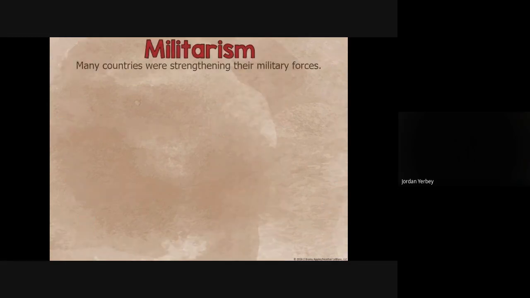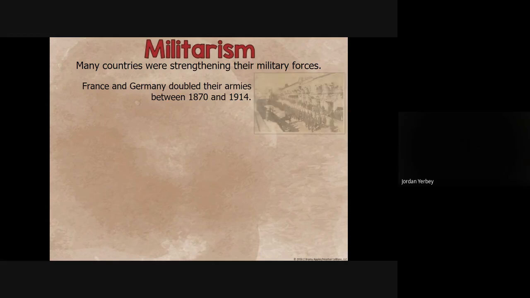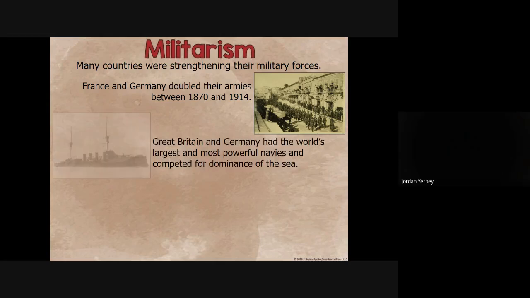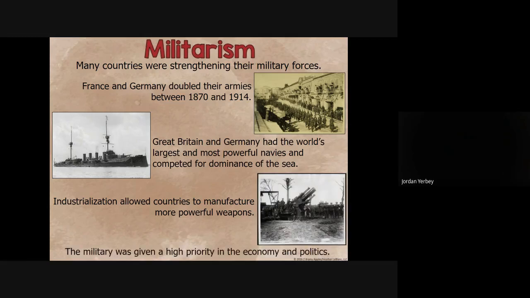Militarism. Many countries were strengthening their military forces. France and Germany doubled their armies between 1870 and 1914. And militarism is a philosophy or system that emphasizes the importance of military power. One German historian who served in World War I defined it as the domination of the military man over the civilian, an undue preponderance of military demands, and an emphasis on military considerations.